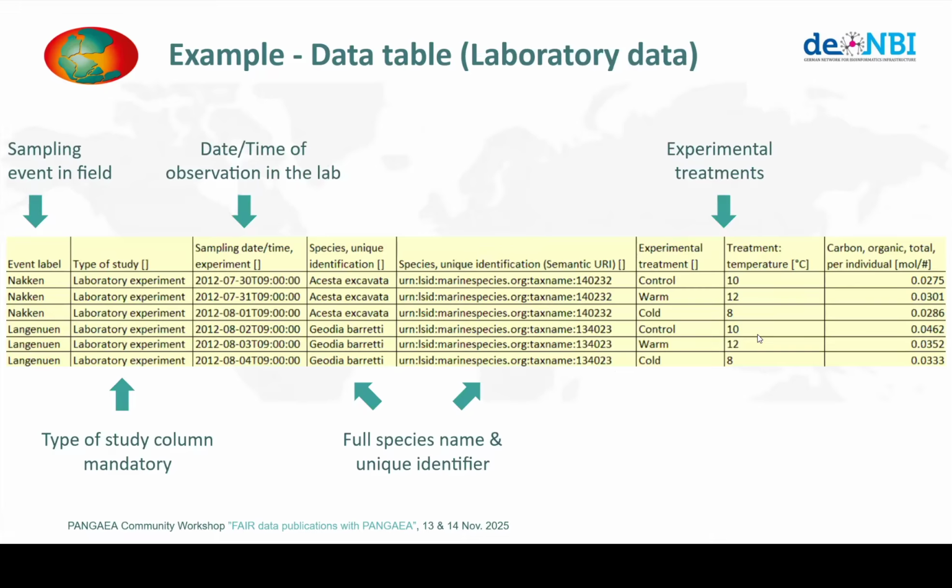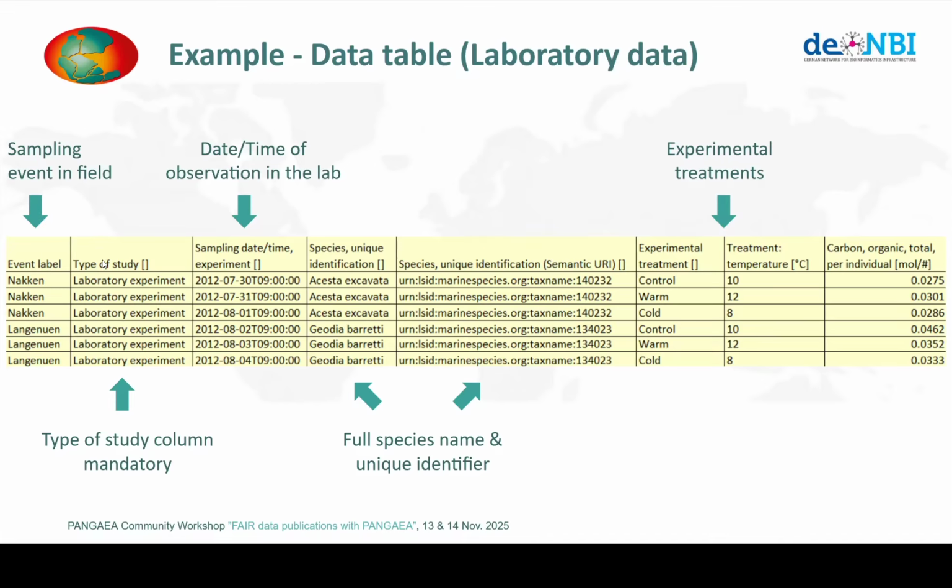So here's an example for laboratory data. Often it's not so clear how to prepare that for PANGAEA. So we still link laboratory data to field events. For example, if you take an organism from the field and then you do experiments in the lab, we still link this information. So what you would then do is provide the sampling information in the event table, and then just add to your laboratory data the event ID as first column.